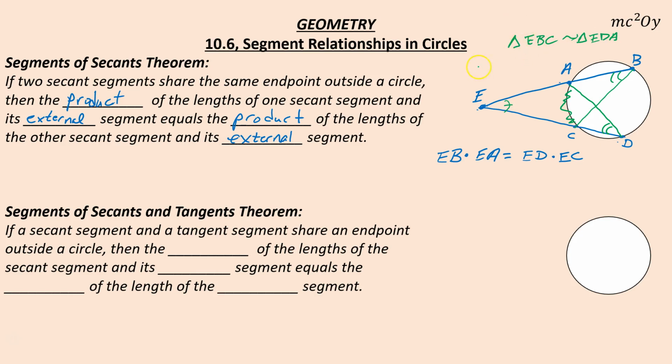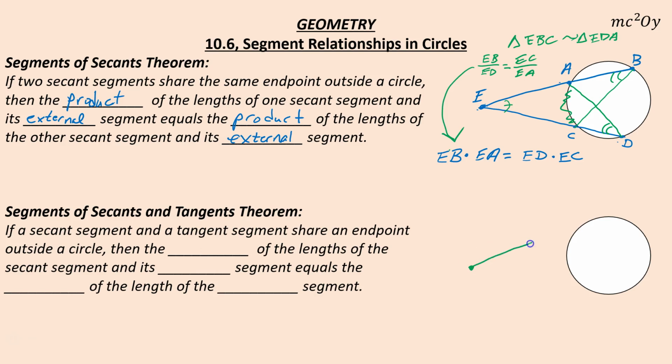I could say EB is to ED as EC is to EA. And when I cross multiply, I get EA times EB and ED times EC. So same idea, right? That's kind of how we get that. And that'll be the same, similar idea if you're dealing with segments of secants and tangents theorem. So let's talk about that one real quick.